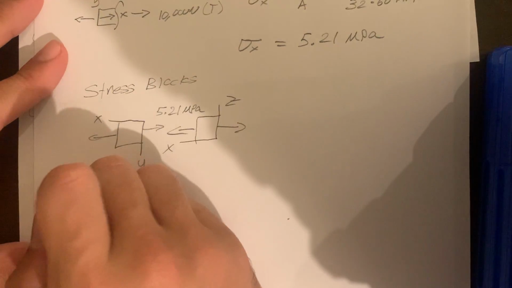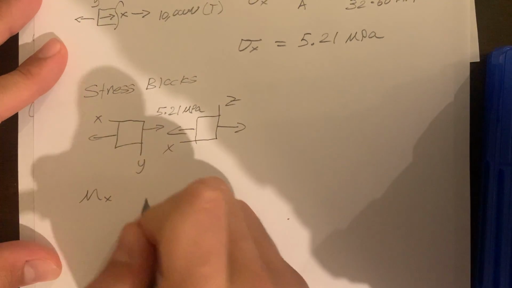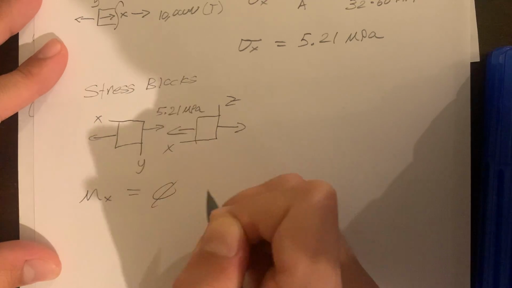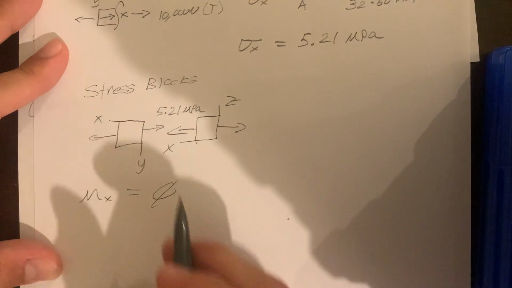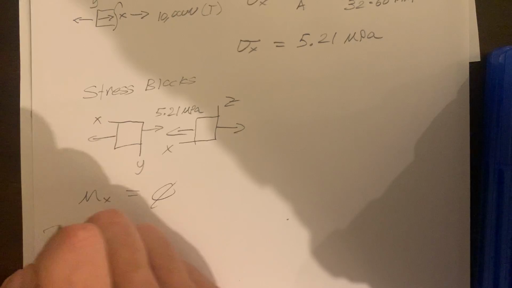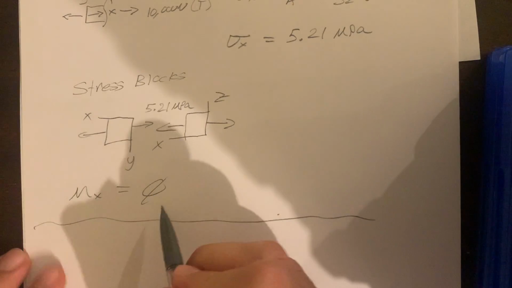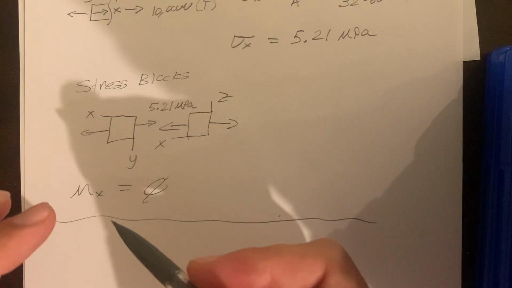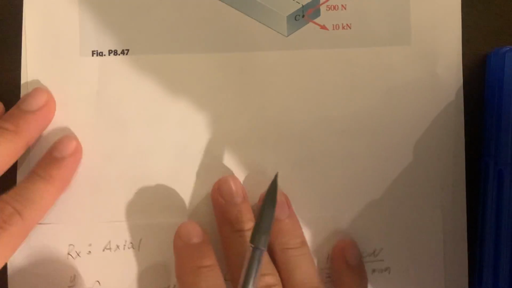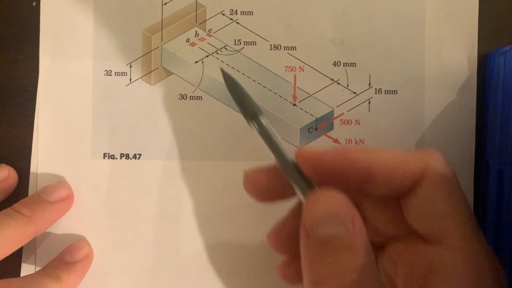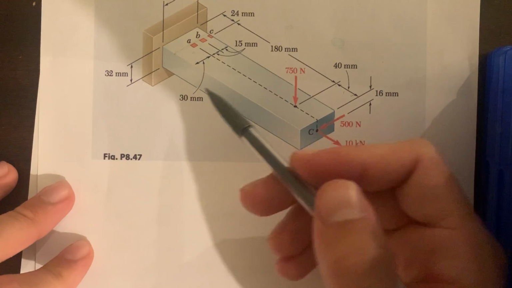And now for the moment of X, it's actually just going to be 0, since we have nothing happening around that area. And this force is acting into the point, so there could be no moment. It's acting on that line of axis.